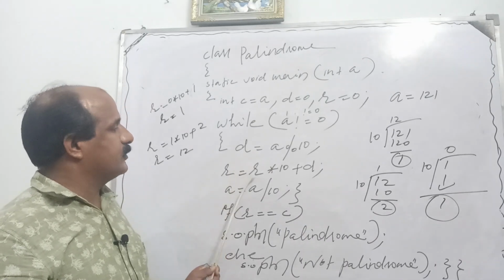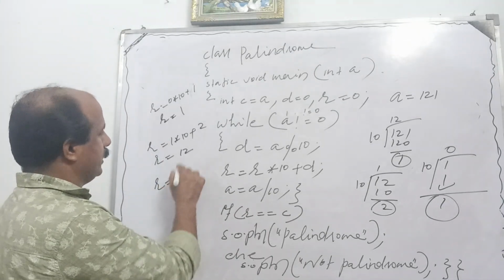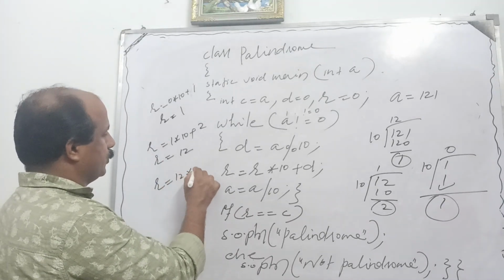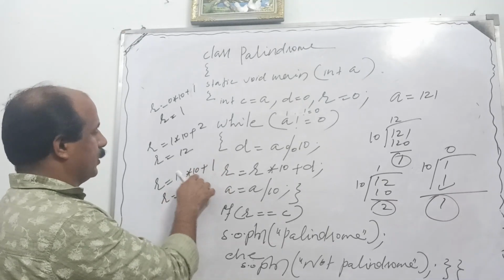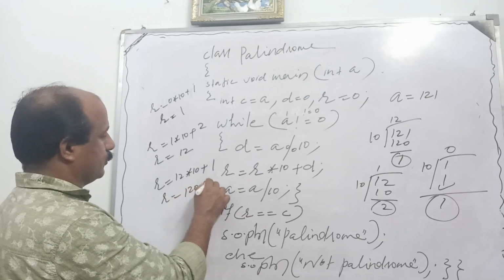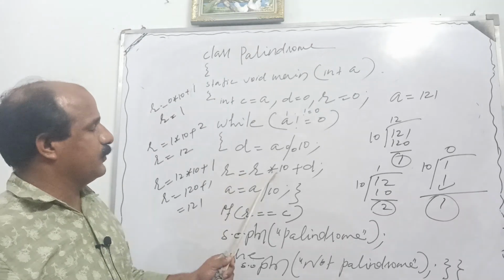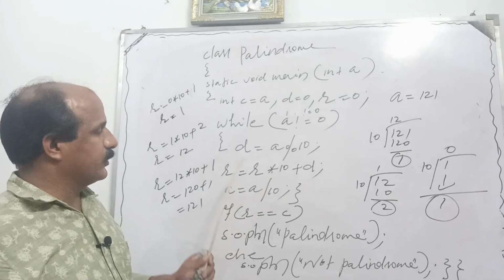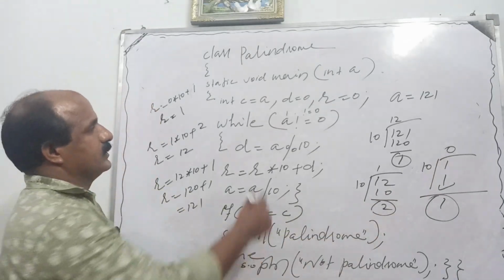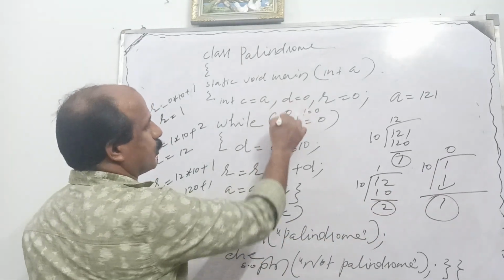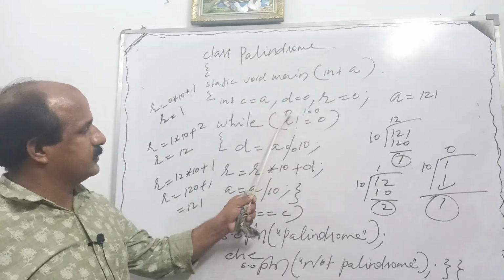Okay. Now R is equal to R into 10 plus D. So the new value of R: R is already 12, so 12 into 10, 120, plus 1, which is equal to 121. So what is the present value of R? 121. A is equal to A divided by 10. Look, it is 0. Now 0 not equal to 0 is false, because 0 is equal to 0.